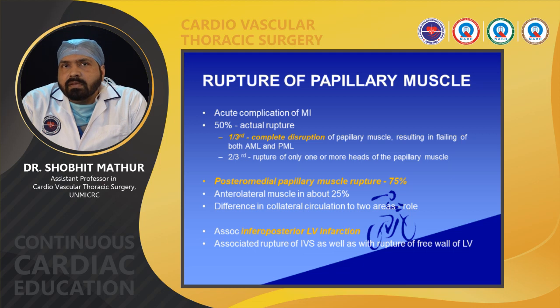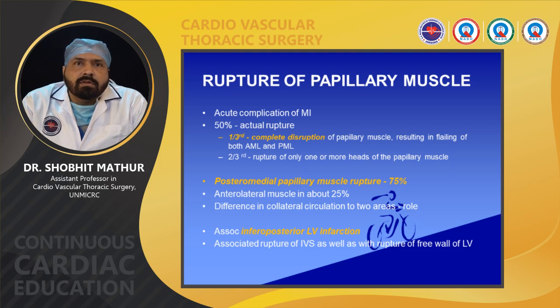So 50% of the acute MR are due to rupture of papillary muscles. Out of these 50%, 1/3 are due to complete disruption of papillary muscle, and 2/3 are due to disruption at the heads of the papillary muscle. Posteromedial papillary muscle rupture is the commonest. Why? Because of single blood supply. Anterolateral muscle rupture occurs in about 25% of cases, and the difference is due to the collateral circulation by the coronaries. So the inferior-posterior LV infarction is a common cause of posteromedial papillary muscle rupture.